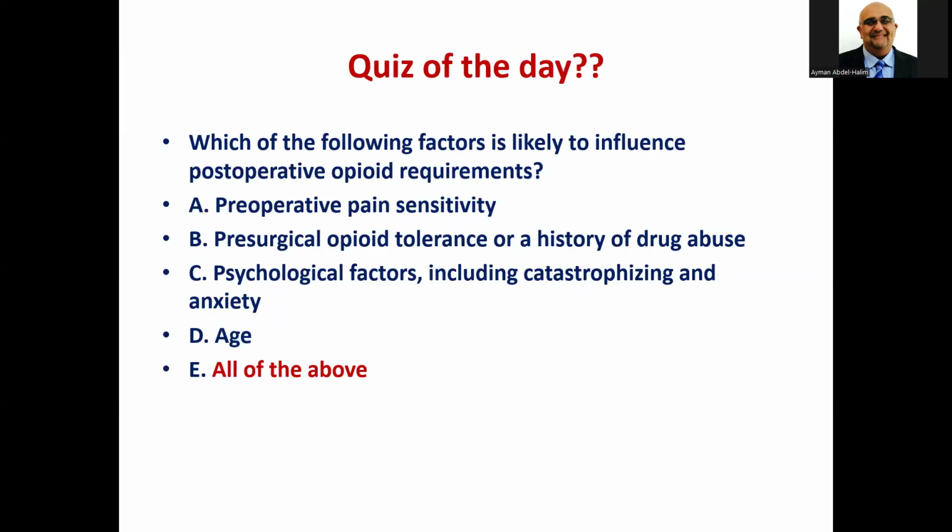Quiz of the day. Which of the following factors is likely to influence postoperative opioid requirements? Preoperative pain sensitivity, pre-surgical opioid tolerance or history of drug abuse, psychological factors including catastrophizing and anxiety, age, all of them. The answer is E, all of the above.